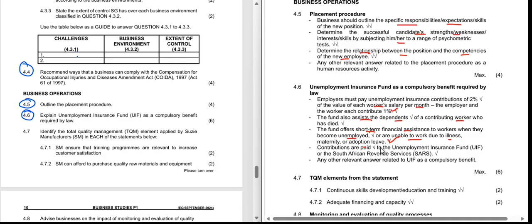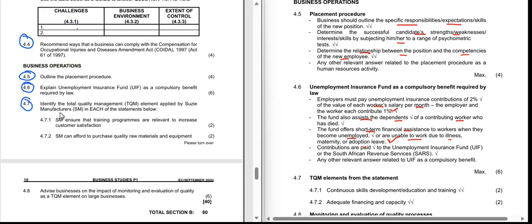Contributions are paid to the Unemployment Insurance Fund or the South African Revenue Service, SARS. All right, and then 4.7, identify the total quality management element applied by SUSI manufacturers in each of the statements below. Okay, let's look at the statements.